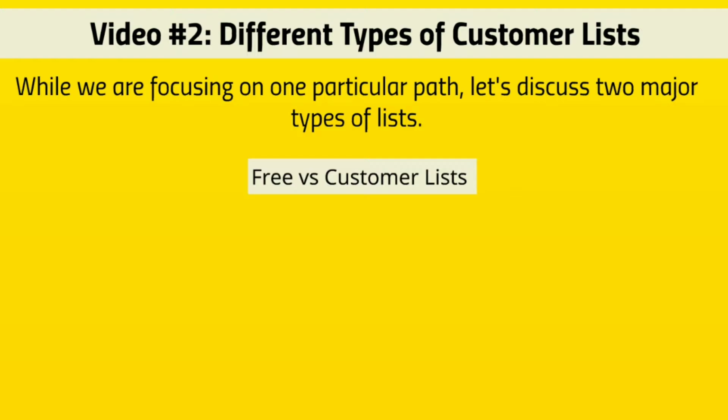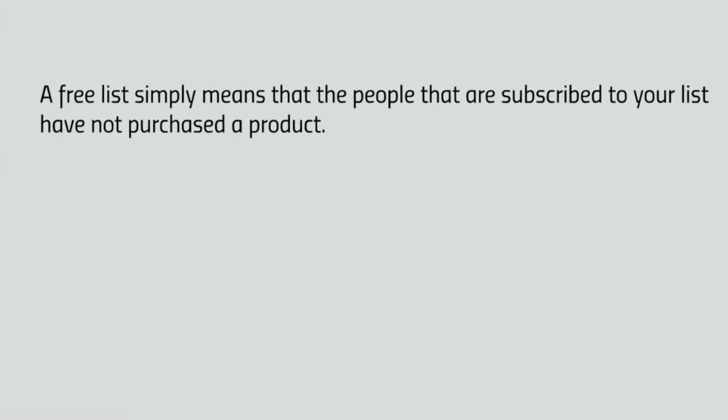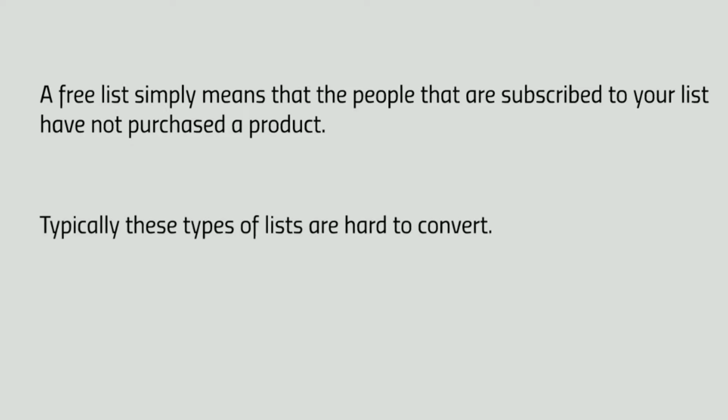So the 2 major ones are the free list versus the customer list. Let me explain the differences. A free list simply means that the people that are subscribed to your list have not purchased a product. So if you imagine you get onto a landing page or a squeeze page and they're asking for your name and your email and that's it, you're not buying anything. That is basically what a free list is.